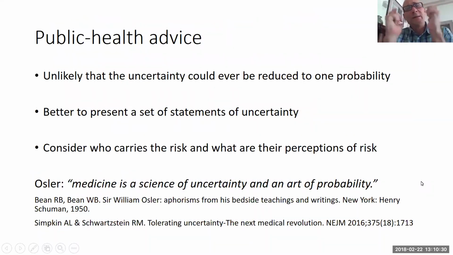Now, this slide is the nub of the presentation. When providing public health advice or making a public health decision, where you need to communicate uncertainty, it's unlikely that the uncertainty could ever be reduced to one number or one probability. It's unlikely that you could ever reduce the uncertainty to just a p-value or confidence interval. So it's better to present a set of statements of uncertainty.